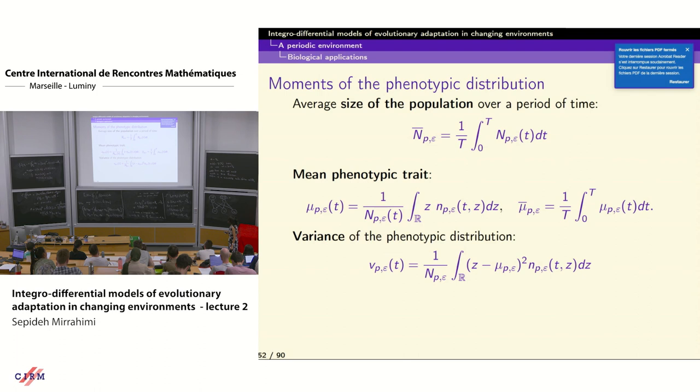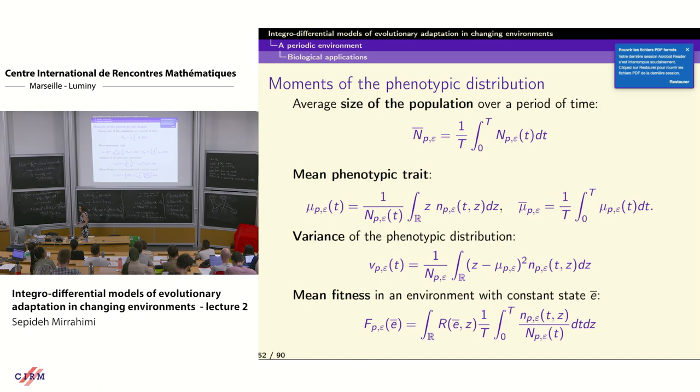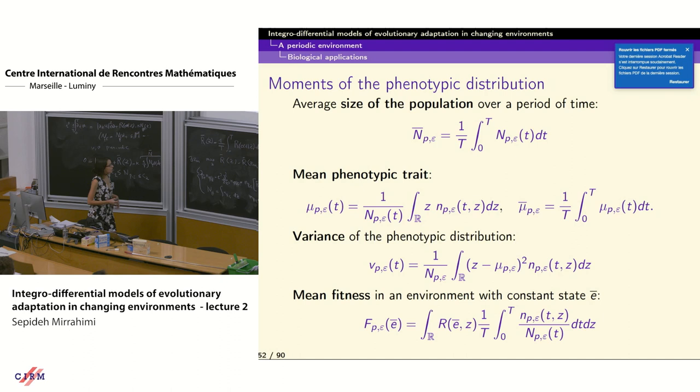And then we have the mean phenotypic trait and its average over time, and the mean variance, phenotypic variance of the population, which is given by this formula. So it's just defining the mean and the variance of a distribution. But this time, I also introduce a new notion, which is the mean fitness of the population when it is kept in an environment at state E bar.